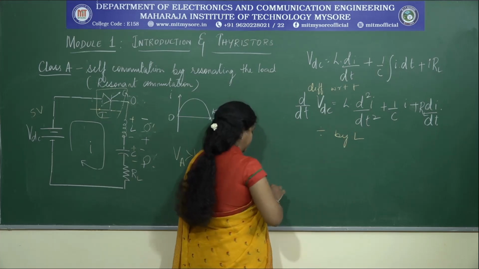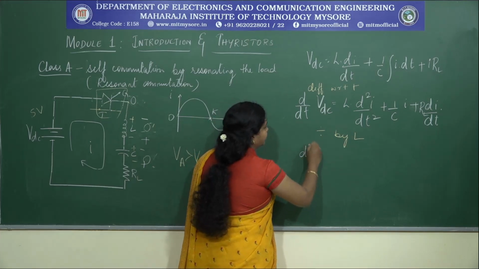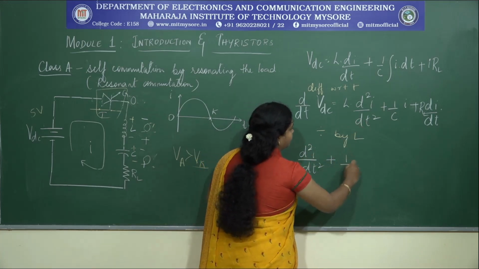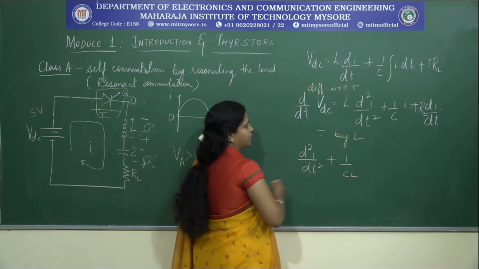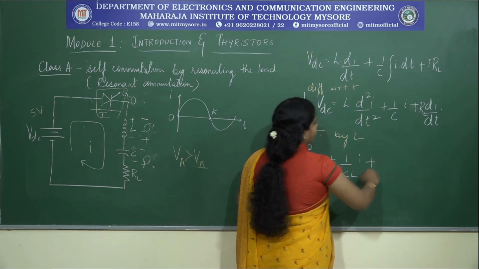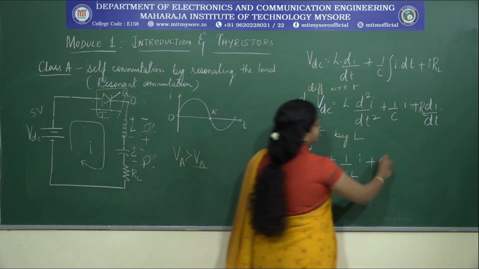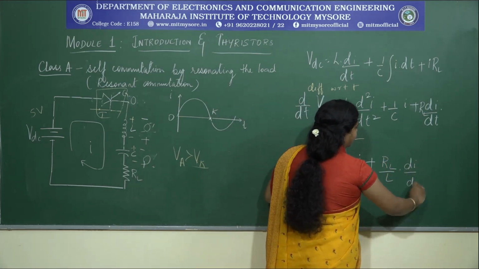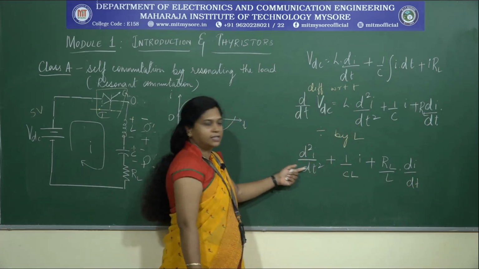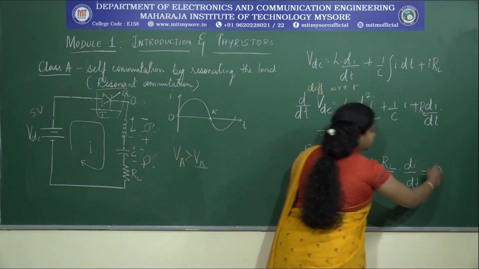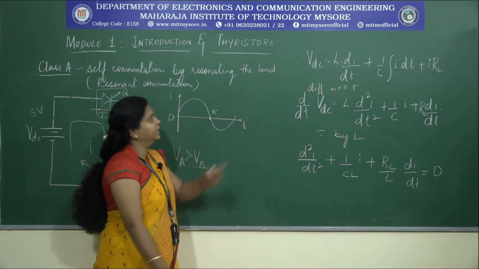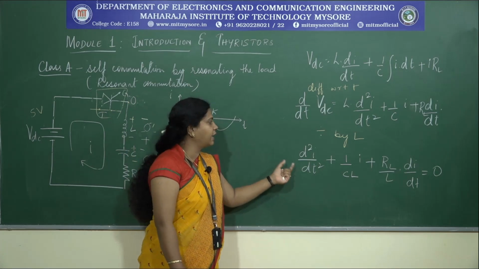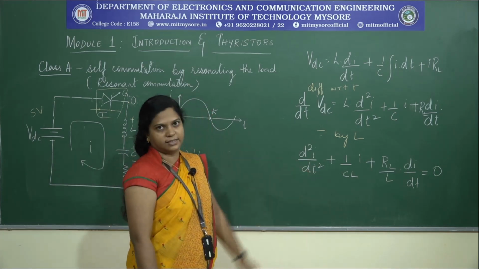Dividing the entire equation by L, you will get d square I by dt square plus 1 by C into L into I plus RL by L into di by dt. So this is equal to, the voltage is not a variable with respect to t, hence you can write it as 0. So this represents a second order homogeneous equation.